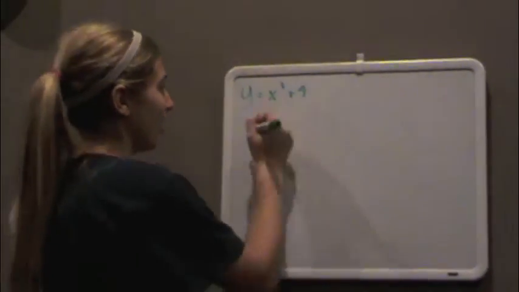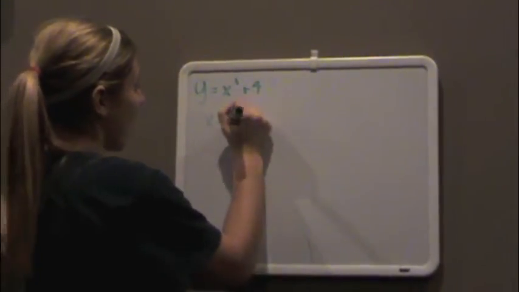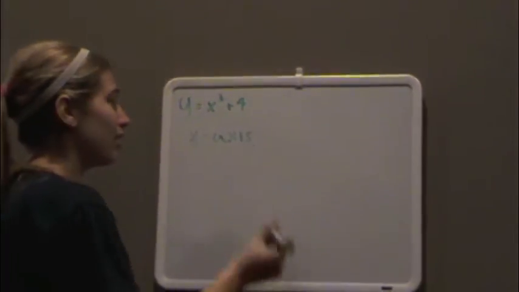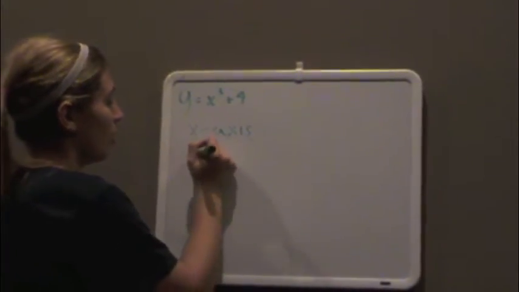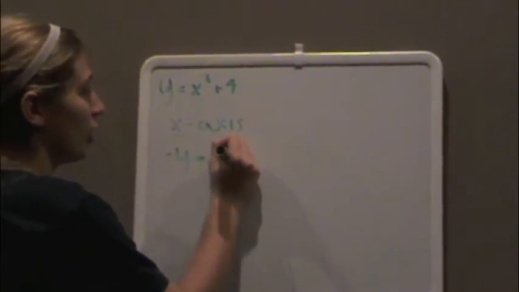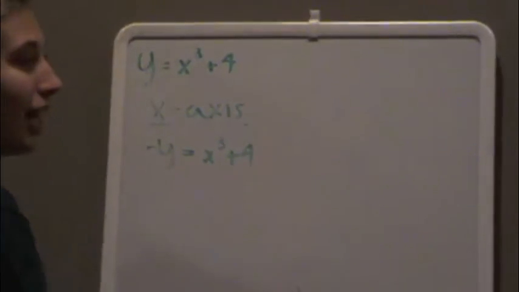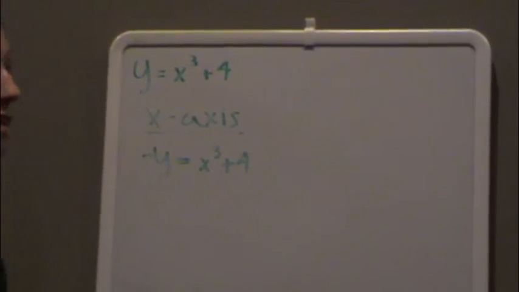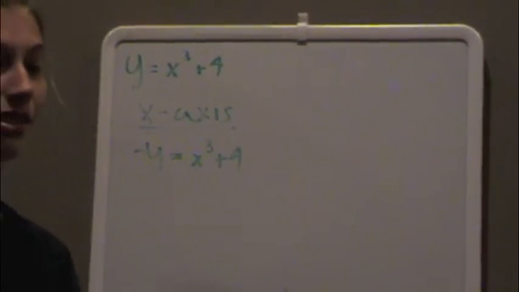Now whenever you're testing for symmetry in relation to the x-axis, you want to plug in a negative for all the y's. So your equation would become negative y equals x cubed plus 4. And again, that doesn't match your original equation, so it's not symmetric in relation to the x-axis either.